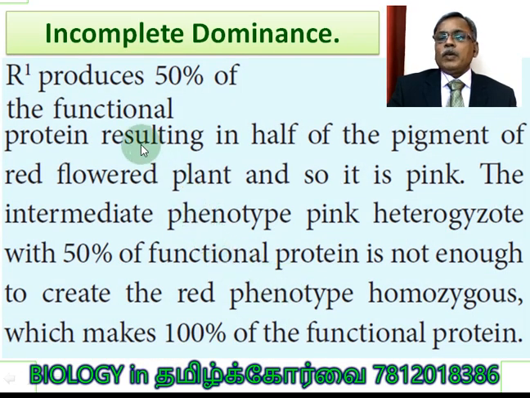So 50% of the functional protein results in half of the pigment of the red flowered plant, and so it is pink. Only 50% of the enzyme or pigment protein can be converted into red. Another 50% is not converted into red, so it has become pink. The intermediate phenotype pink heterozygote with 50% functional protein is not enough to create the red phenotype. Only the homozygous makes 100% functional protein, not the heterozygous condition.